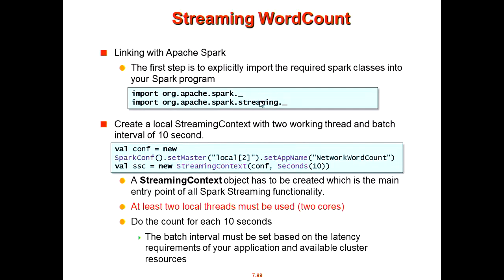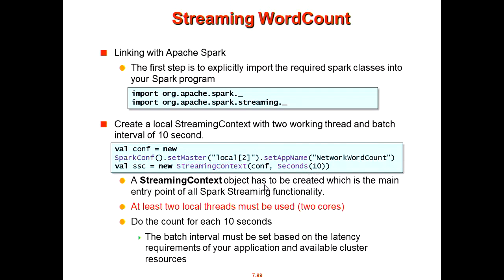Because we use Spark Streaming, we also need to import relevant classes from Spark Streaming. And we need to create a local streaming context object here. The 10 seconds is used to specify that we'll do the count for each 10 seconds. You can give a larger value for this.